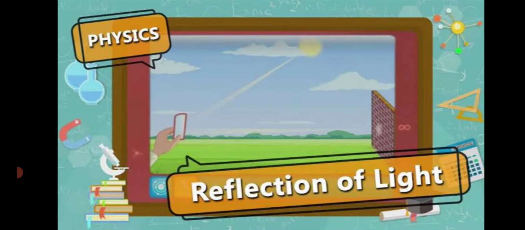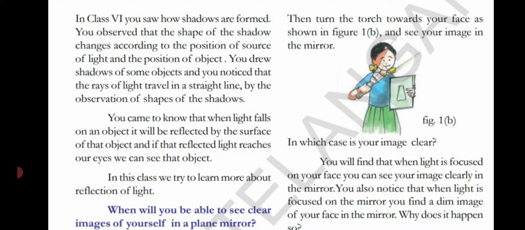In class 6, you saw how shadows are formed. You observed that the shape of the shadow changes according to the position of the source of light and the position of the object. You drew shadows of some objects and noticed that rays of light travel in a straight line by observing the shapes of the shadows.